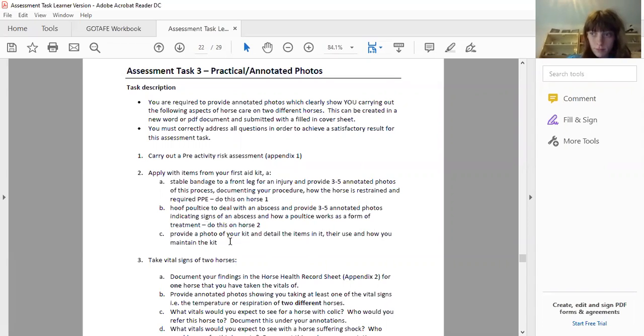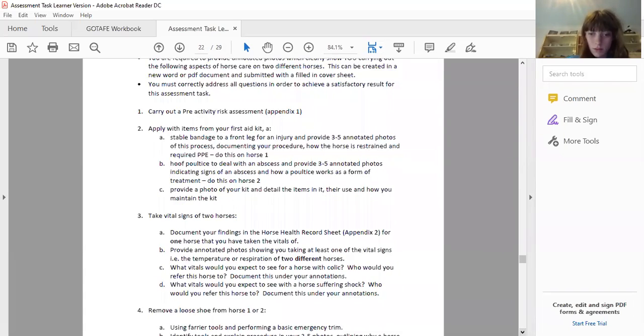So yes, that is a double up on one of the questions from your short answers, but this is actually you showing a physical kit that you utilize and explaining what's in it and why, rather than saying, oh, this is what I would choose to have in my kit. So that's covering the second part.